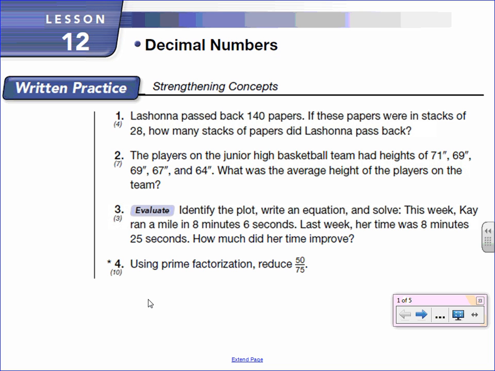This is an equal groups problem from lesson 4. The format is that you take the total number of items, in this case the stacks, times the number in each stack, 28, and that gives you the total 140 papers. To figure out one of the factors, you take the product and divide it by the factor that you know. So 140 divided by 28.